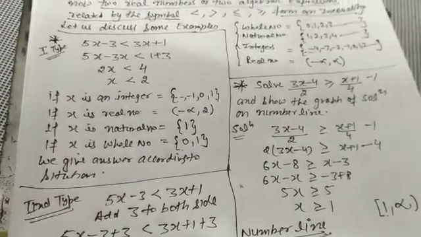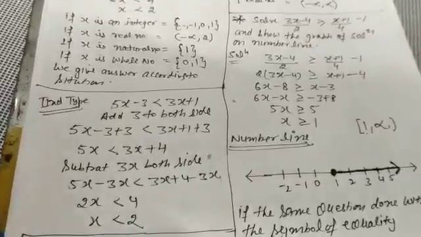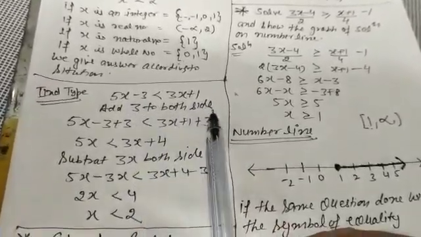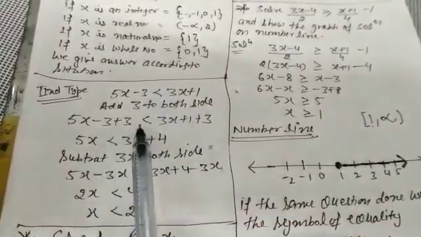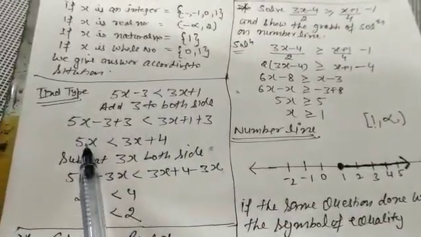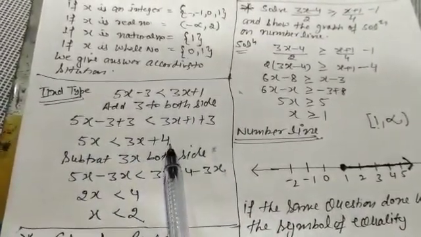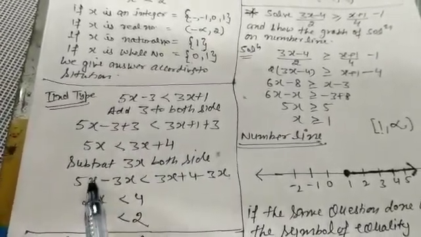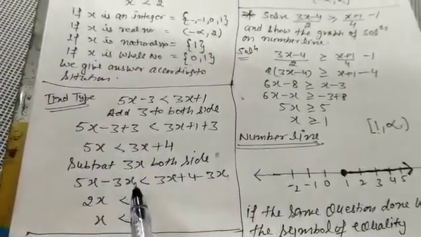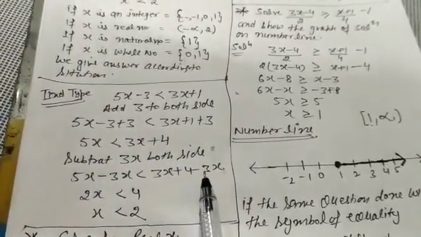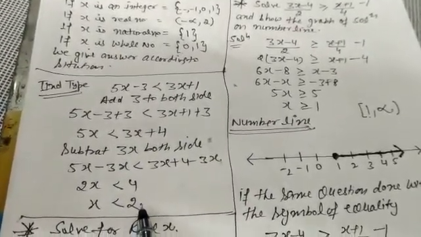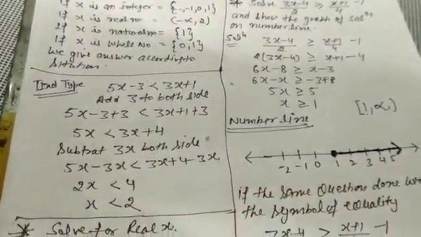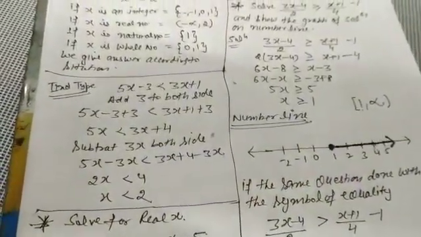Now the same question can be done in another way. See this one, 5x minus 3 less than or equal to 3x plus 1. First of all, add 3 to both sides. Only 5x is left, and 3x plus 4 is left. Now subtract 3x from both sides. From the larger value, subtract the smaller value. We get 2x here and 4 here. Again you get x less than or equal to 2. So the answer is the same. These are two different methods. You can adopt any one method to solve the inequality.